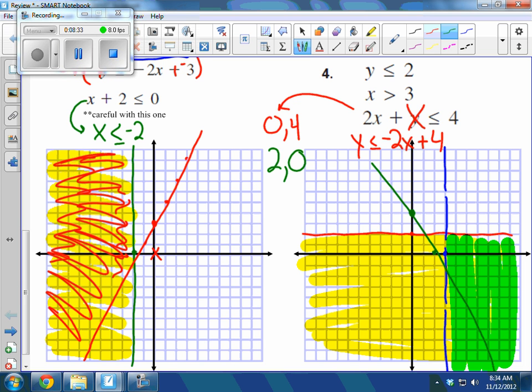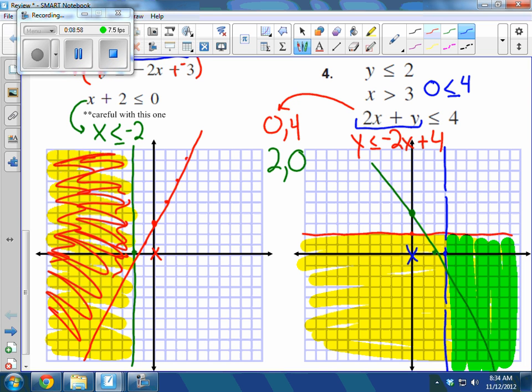So when I'm done, my final shaded area, if I look at the green part, it's either going to be the bigger part of the green or the smaller triangular part of the green. So I'm going to test 0, 0. And you can test it in your new equation. You can test it in your original equation, which is what I'm going to do. So if I put 0, 0 into 2x plus y, I get 0. And now I want to check, is 0 less than or equal to 4? And it is.